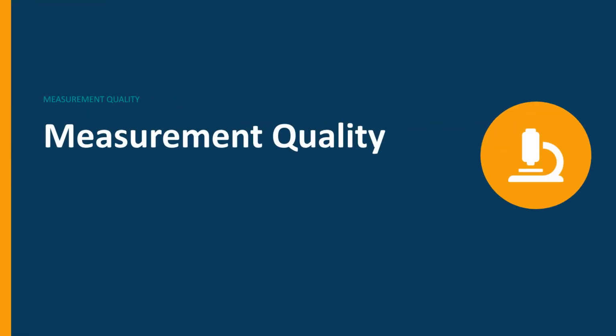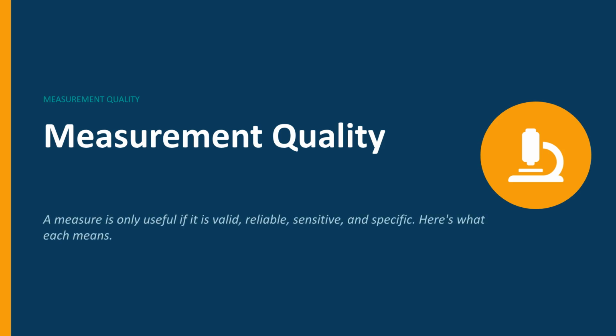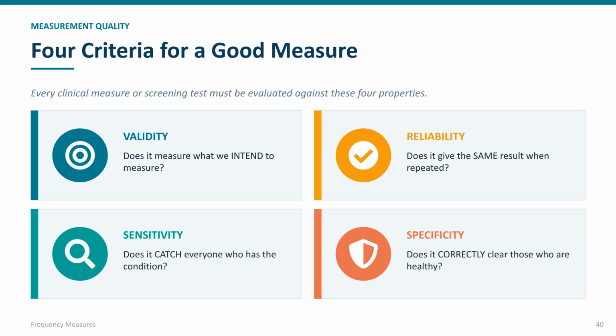A measure is only as good as the quality of the data behind it. To be useful, every clinical measure must be evaluated for validity, reliability, sensitivity, and specificity. Validity asks if we are measuring the right thing. Reliability checks for consistency across repeated tests. Sensitivity determines if we catch every case of the condition, and specificity ensures we correctly rule out those who are healthy.